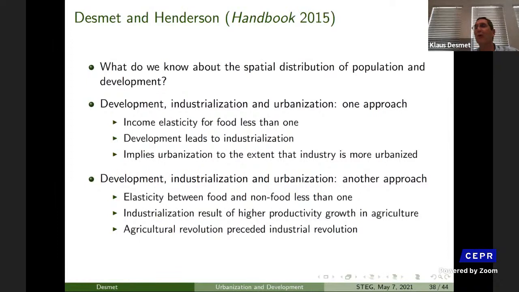Of course, another approach which you're also familiar with from your classes on structural transformation is to assume that the elasticity of substitution between food and non-food is less than one. In that case, industrialization results from higher productivity growth in agriculture. That means that to have an industrial revolution, if you wish, you first need an agricultural revolution. Productivity growth in agriculture moves people into industry, and industry is simply more urbanized than agriculture. That's partly because industry is less land intensive, so it tends to be more concentrated. And secondly, it may also be more concentrated because there are more benefits from proximity in industry than in agriculture.